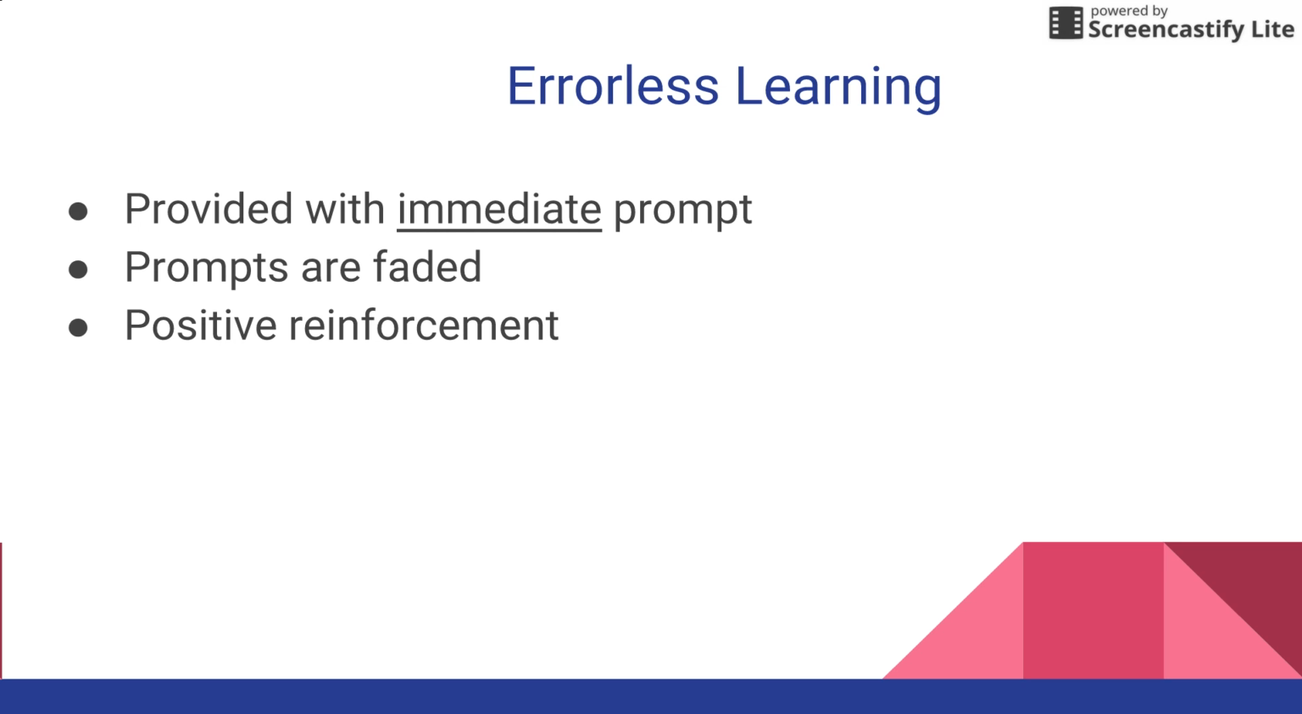Prompts are systematically removed until the individual is able to respond correctly independently. We say that we are fading the prompt. We'll talk more about fading the prompts in a later slide. Errorless learning also involves using positive reinforcement. Positive reinforcement is when you provide something after a behavior that increases the likelihood of the behavior occurring again in the future. In errorless learning, positive reinforcement is combined with prompting to teach new skills to the individual.